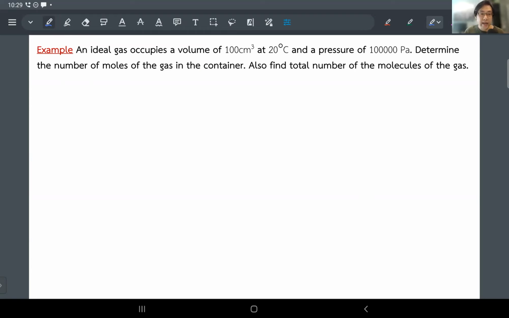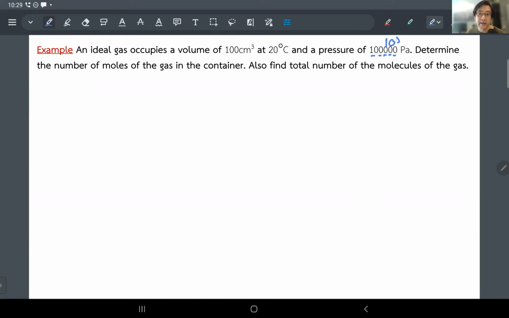Okay, try this one, guys. An ideal gas occupies a volume of 100 cubic centimeter at 20 degrees Celsius. The pressure is given. What is that? 1, 2, 3, 4, 5. Is that 5 or 6? 1, 2, 3, 4, 5. 10 to the 5th.